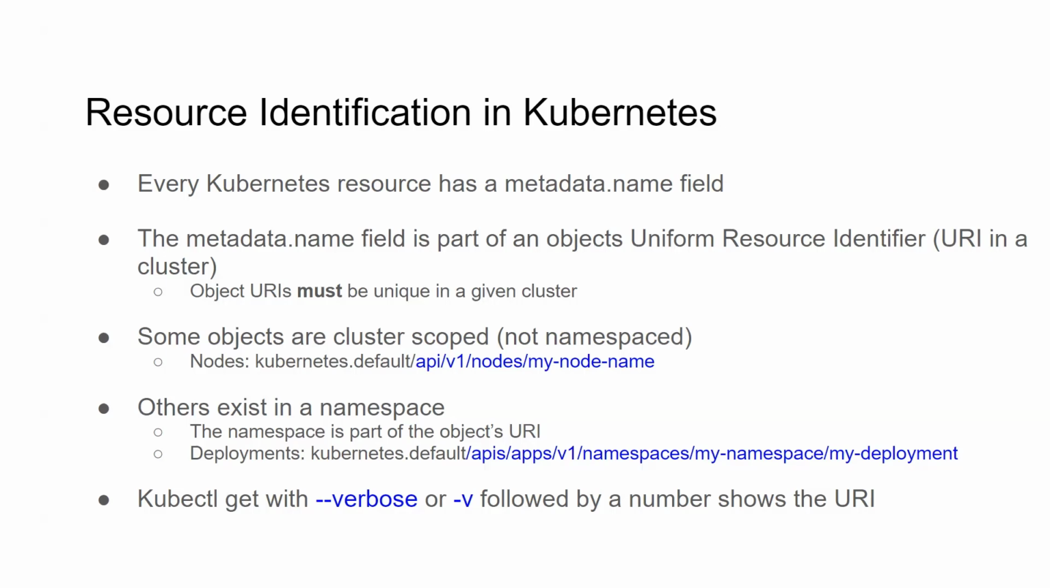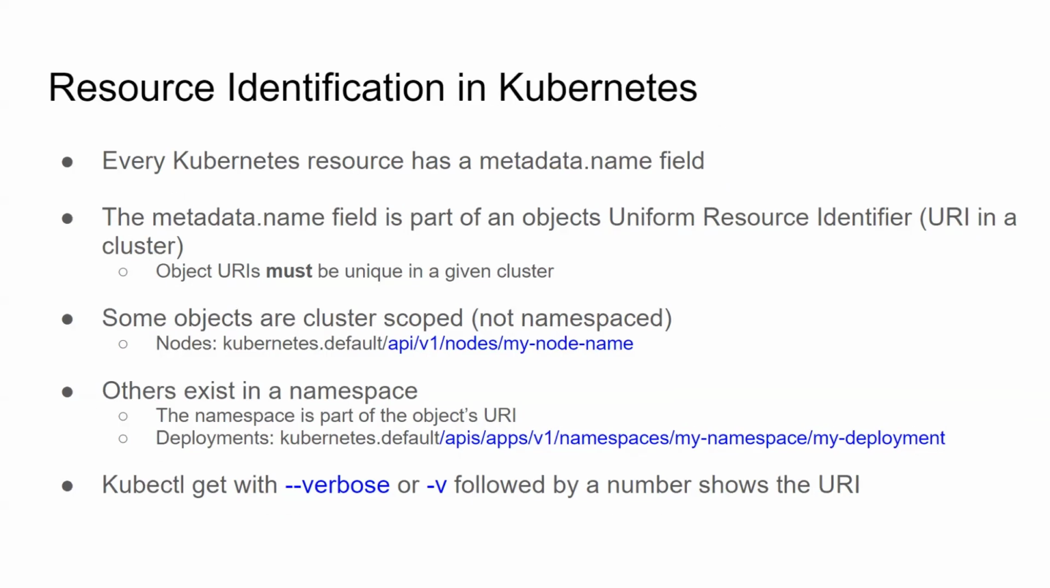For these objects, the namespace is part of their URI, and thus the namespace serves as another unique identifier for that particular object. So for example, a deployment here will have the URI of API/apps/v1/namespaces/my namespace/my deployment. So we see here that the namespace is an integral part of that object's URI, and thus, regardless of how many other people create deployments called my deployment, they will still be unique inside the Kubernetes cluster.